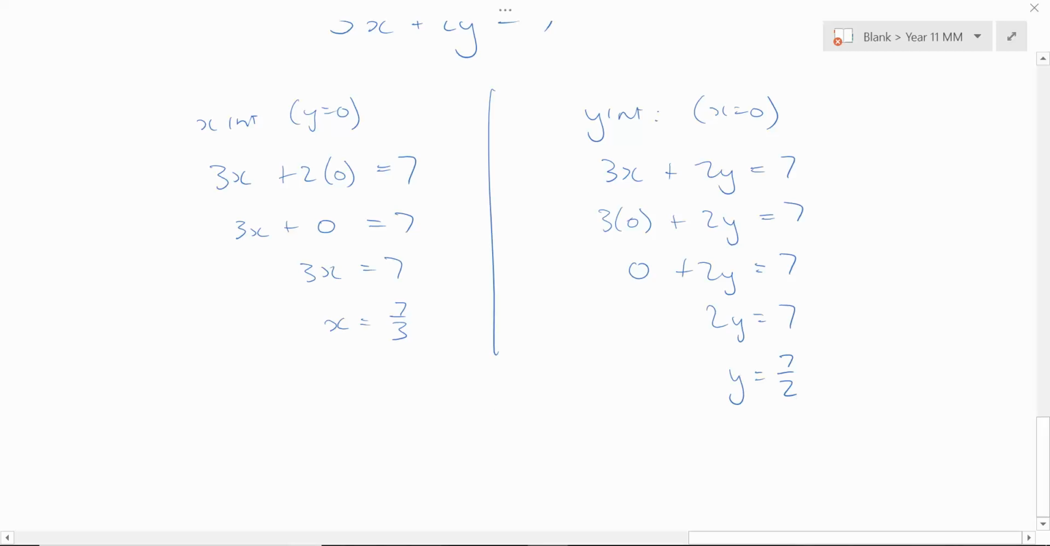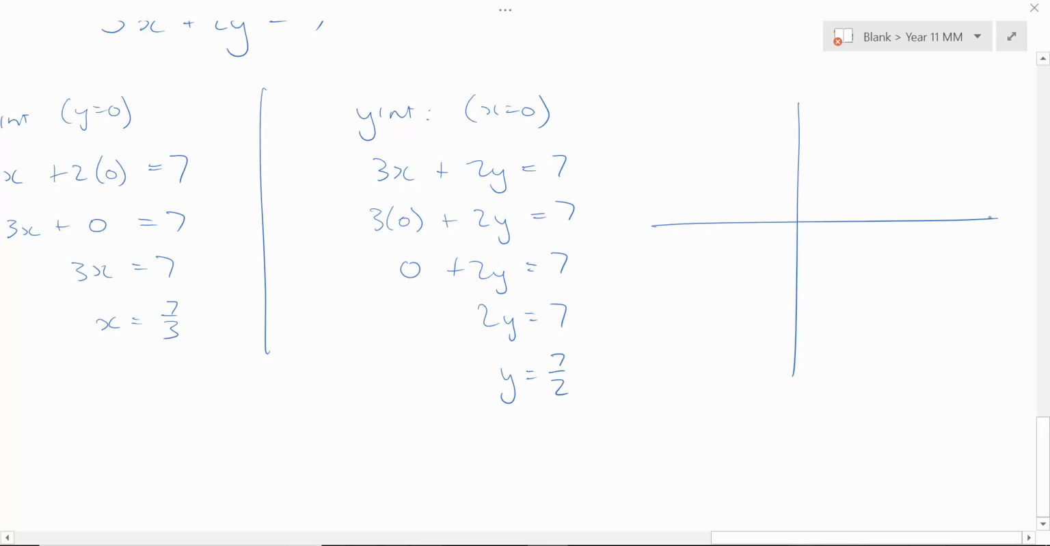X-intercept, Y-intercept. So if you were to sketch this, X-intercept was at 7 on 3, which is about 2 1/3. So that's like, what, 2 1/3 there? That's 7 on 3. And 7 on 2 is what, 3.5, yeah? So 3.5, let's say there. 3.5. Oops, 0 and 3.5. There you go. Straight line. You don't need to rearrange the sketch. That was exercise 2D. How do we feel?